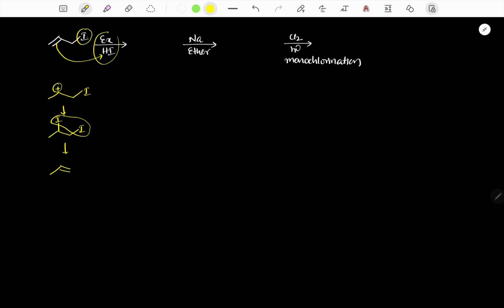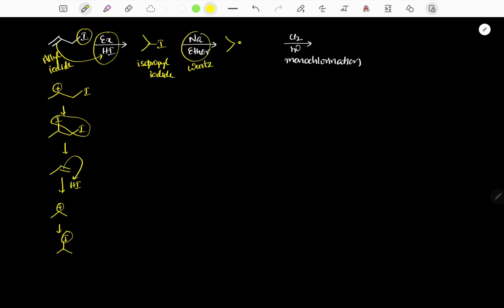Now we know that excess HI is given. Again this alkene reacts with HI, produces a stable carbocation, and the stable carbocation reacts with I minus. Finally alkyl iodide will be formed. So finally we got isopropyl iodide. And the reactant here is allyl iodide. Now it is treated with sodium and ether. Isopropyl iodide, sodium. This is a Wurtz reaction.